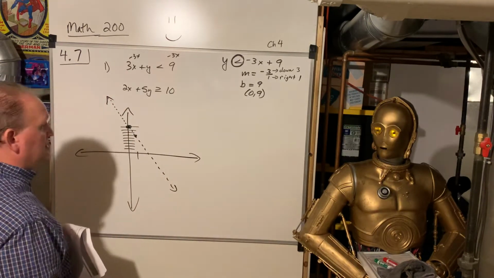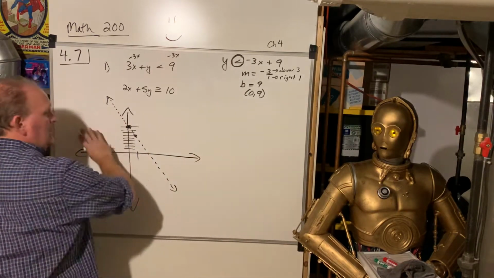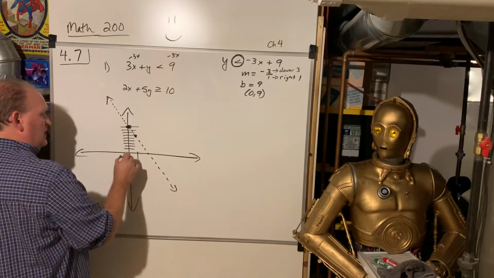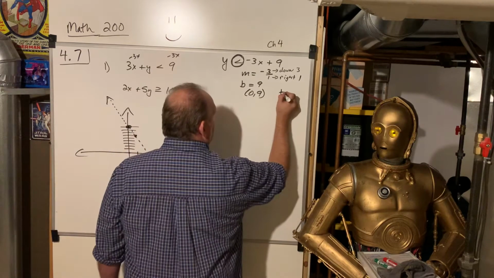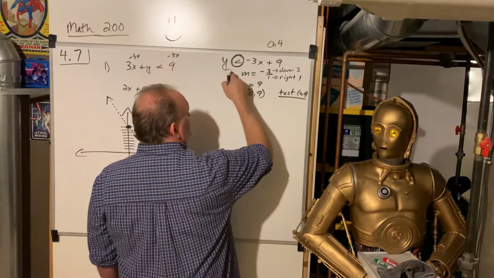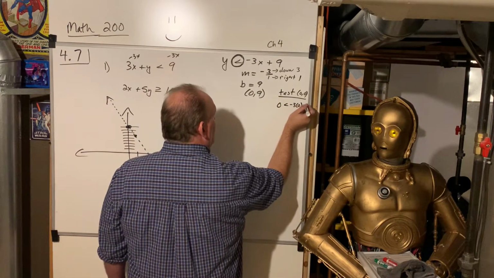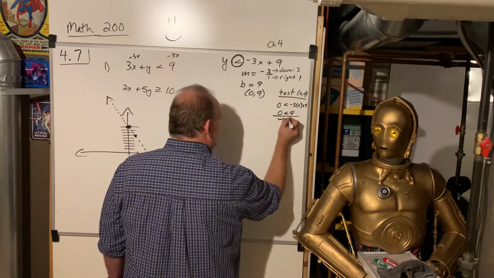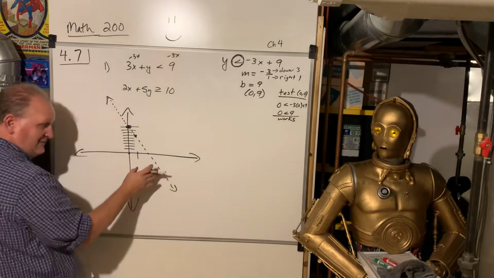Now, here comes the part that some people are very intuitive about. They're like, oh, it's less than, so it's down here. And other people are like, I don't know what side it is. So whichever way you are, you can always test a test point. And 0, 0 is always super easy to test. I'm testing 0, 0, because then I put 0 in for x, 0 in for y. So 0 is less than negative 3 times 0 plus 9. Is 0 less than 9? Yes, that works, or it's true. And so if this point works, all the points on this side of this line work.